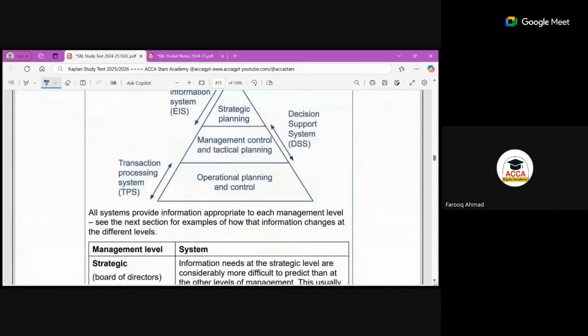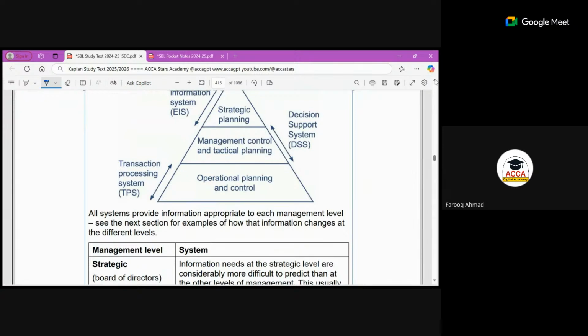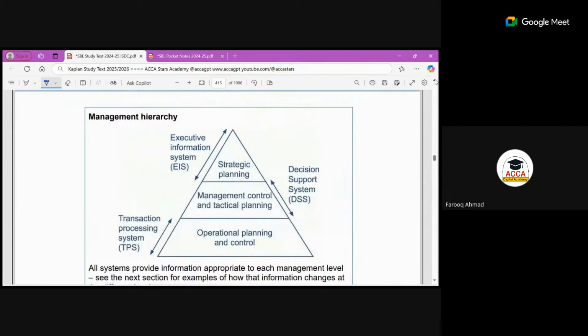So this is the management hierarchy. We already discussed this, but let's do it again: strategic planning, then management control, and operational planning. The transaction processing system, TPS, moves upwards to management control and tactical planning, and from the top it also moves downwards. This is how the management control system works, and the tactical planning is done by this team.